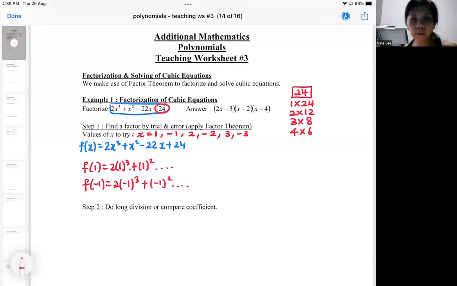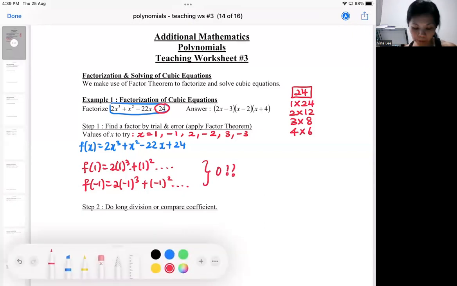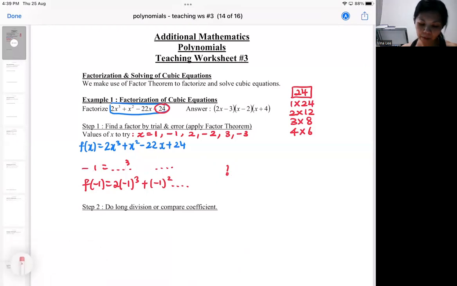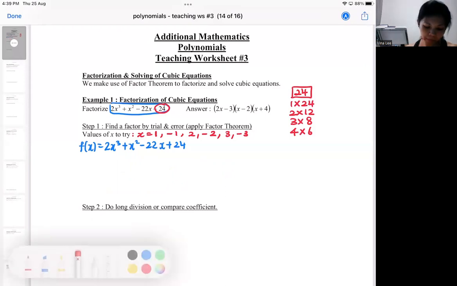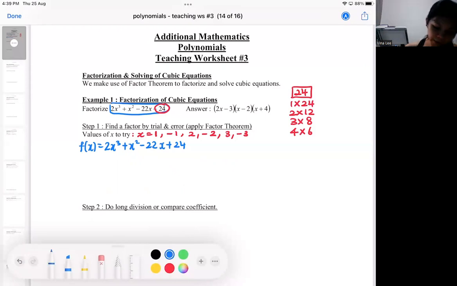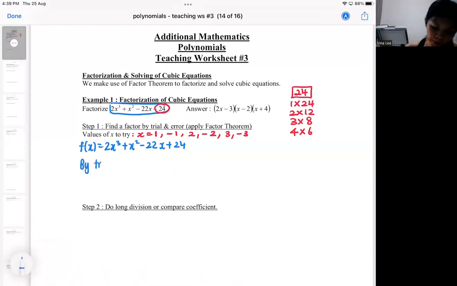Then you continue to do this until the one that can give you a 0, because when you get a 0, that is a 0 remainder. So you don't have to show your trial and error. It's more like you punch calculator. So the presentation will be like this. You do it by trial and error.